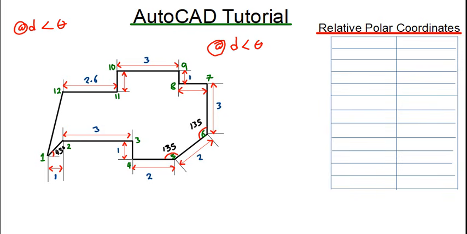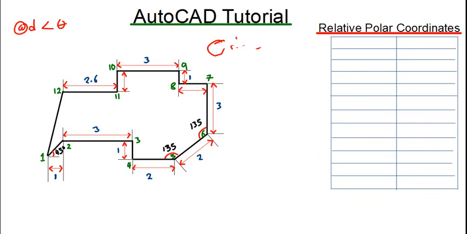For example, if I'm looking at line 2 to 3, I have to look at what the distance is. The distance is 3. What is the angle? The angle is going to be 0, so it's just going to be at the distance of 3, then the angle is 0. Why am I saying 0? I'm counting it from the positive x-axis.